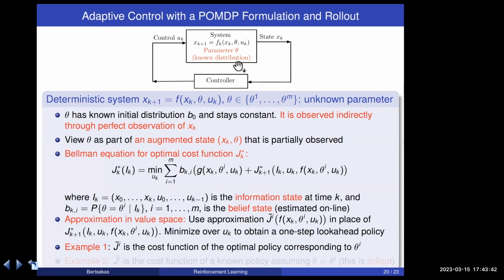Intuitively here, since you're getting a lot of measurements of theta, and the problem is deterministic, you expect that you will be able to zero in on the exact value of theta eventually, right? So you expect perfect estimation eventually of theta. And once you have perfect estimation, this approach here will give you an optimal policy for the POMDP, okay?